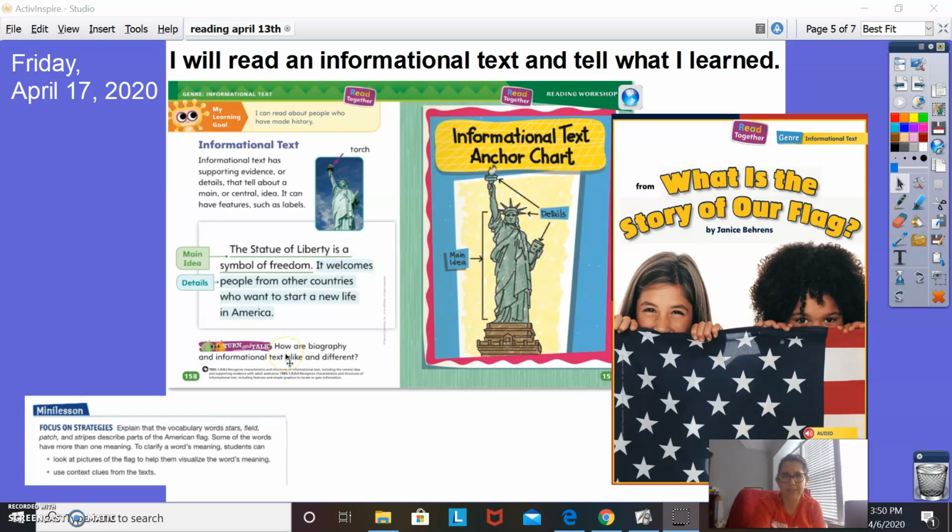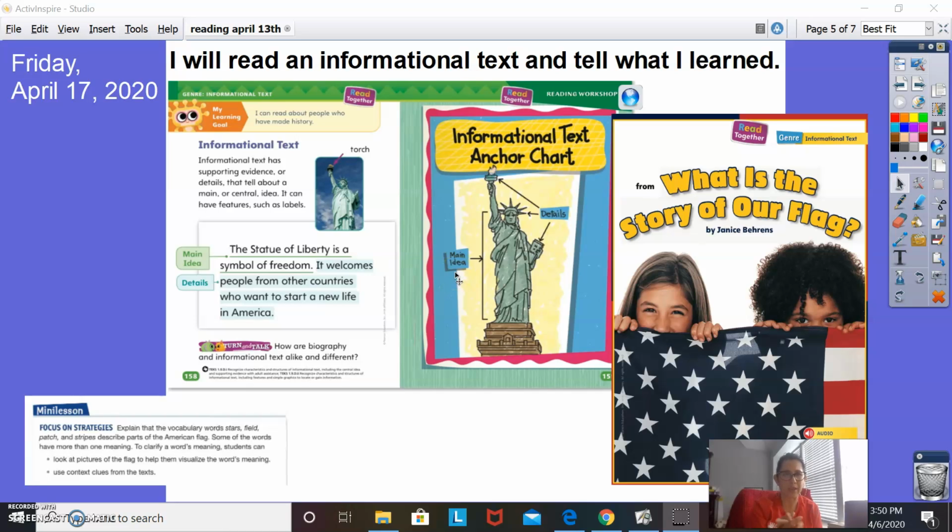So an informational text is going to have a main idea. The main idea is what the text is mostly about, and then it gives us details, tells us more about the main idea. And then you also may see some labels. If we look at our informational text anchor chart, this is a picture of the Statue of Liberty, and it tells us that we're going to have a main idea, what the text is mostly about, and we're going to have details, which is going to be information that tells us more about the main idea.